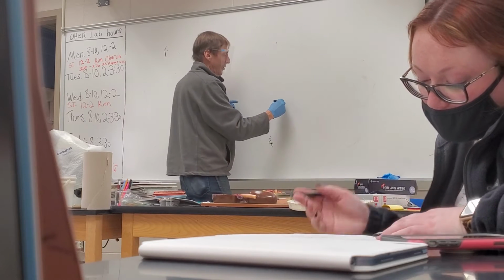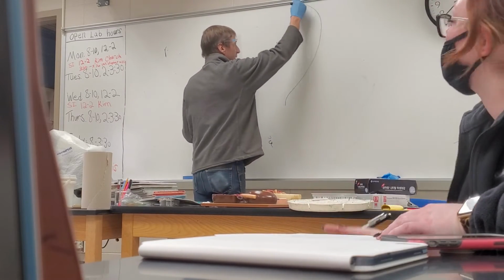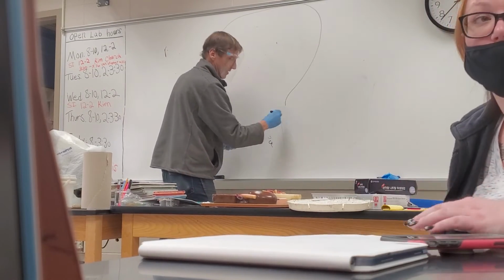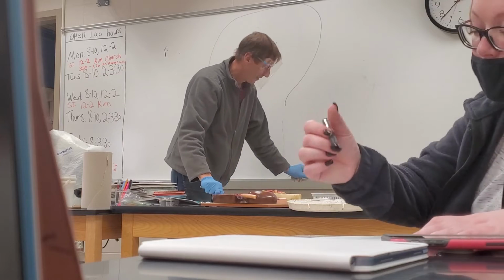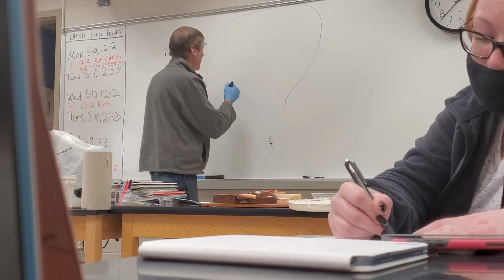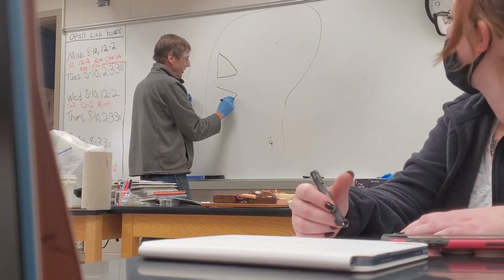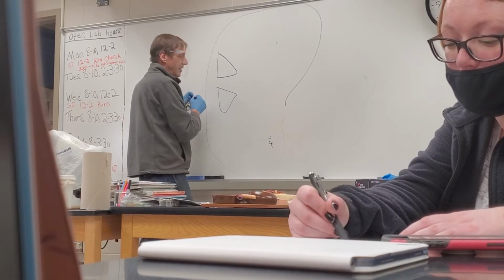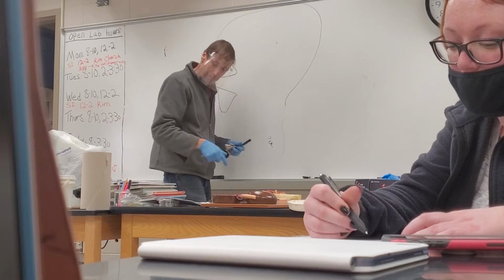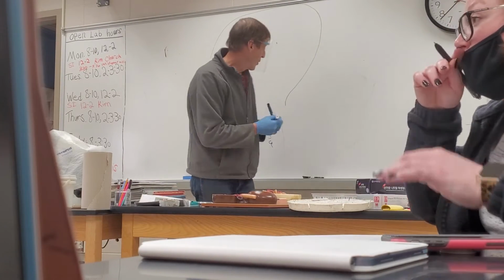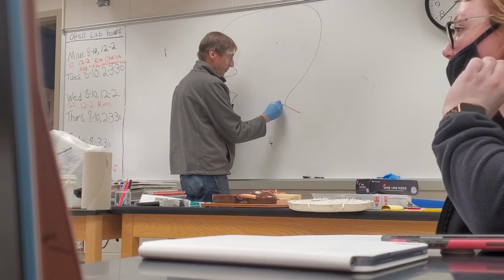All right, so if we look at a whole kidney, kind of a bulbous kidney, and we'll put a pyramid in here, something like that. What's that? Renal artery.